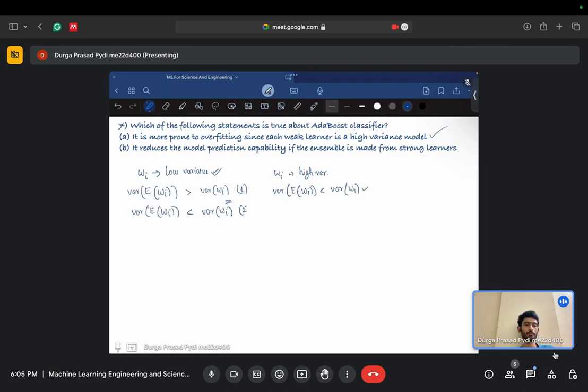So which of these two statements will be true? So how is AdaBoost different from boosting?